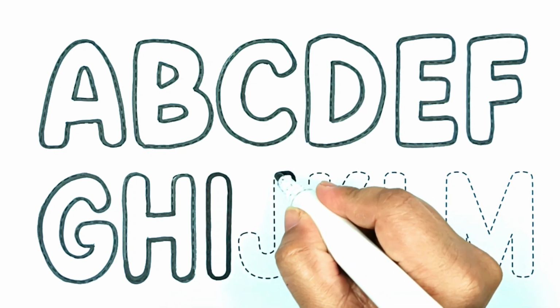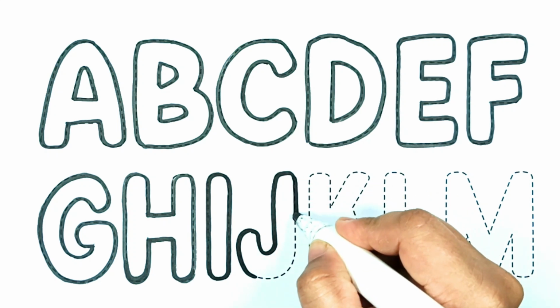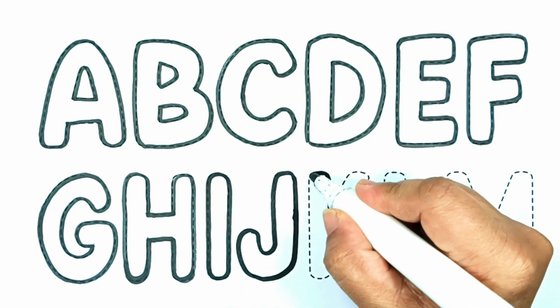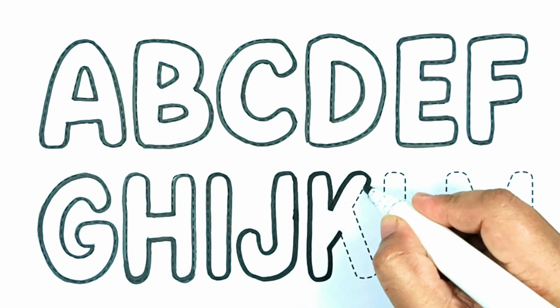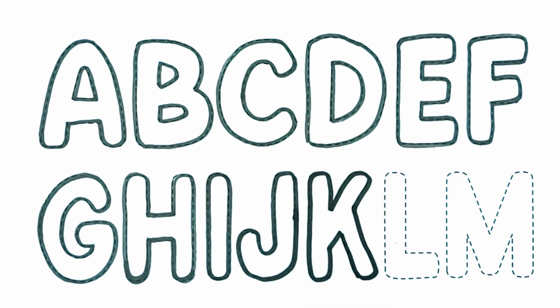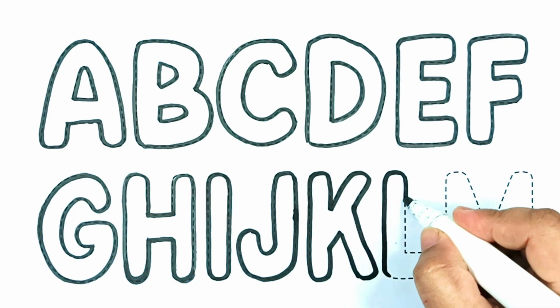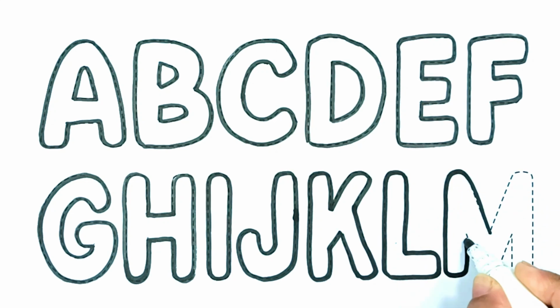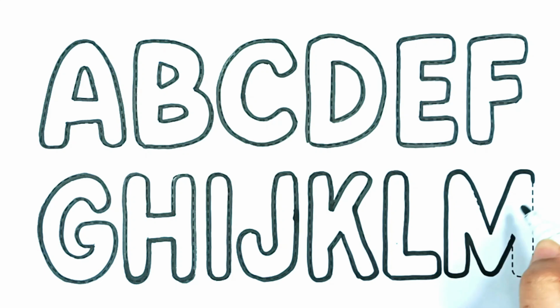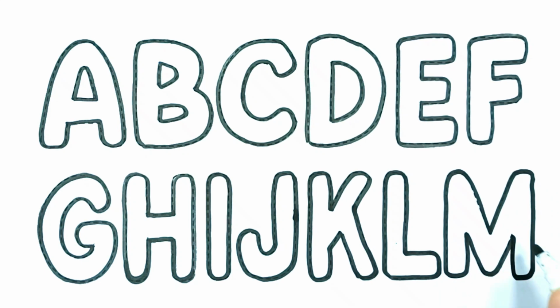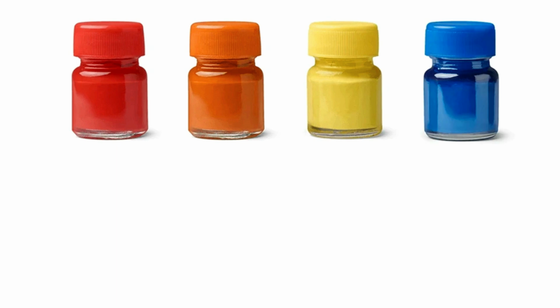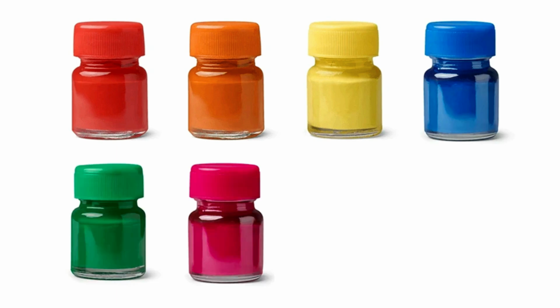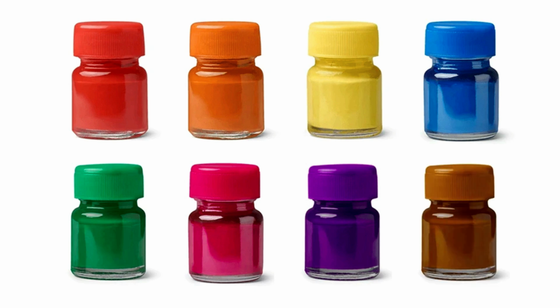I, J, K, L, M. Let's learn some color names. Red color, orange color, yellow color, blue color, green color, pink color, purple color, brown color.